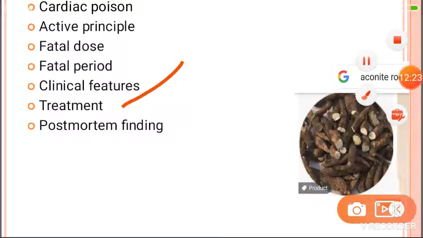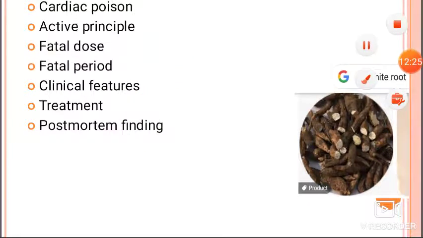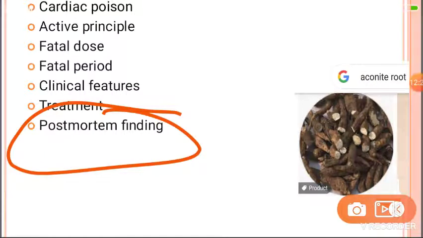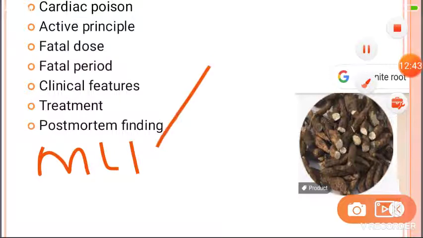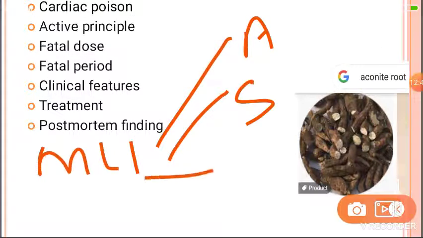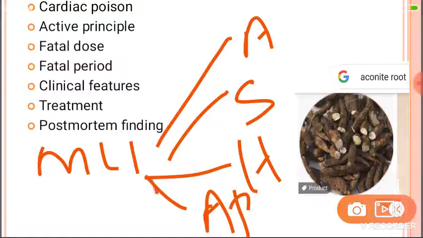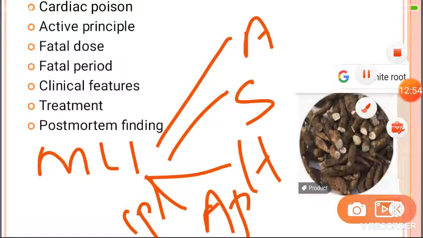Then moving on to the post-mortem finding. Post-mortem finding, nothing specific. Pallor of mucosa, mouth, congestion of stomach, brain, lung, liver, kidney. Remains of root may be found in the stomach. Then medico-legal importance of aconite root. You will say that it is accidental, suicidal, homicidal, etc. Okay. Then arrow poison, cattle poison. Okay. That's all. That completes aconite root.